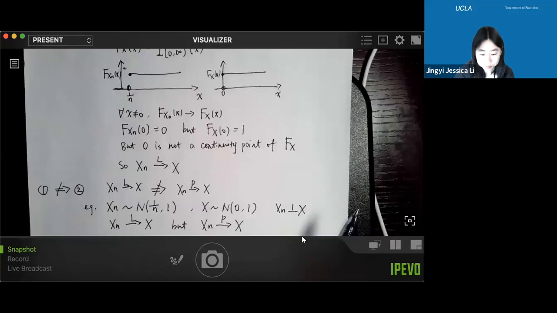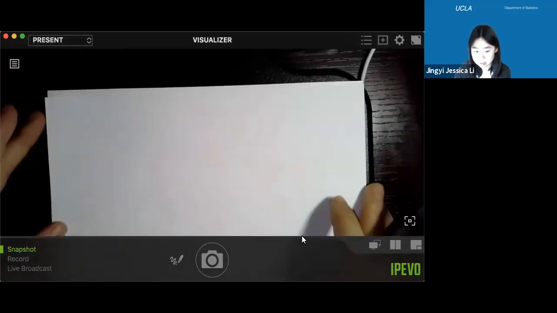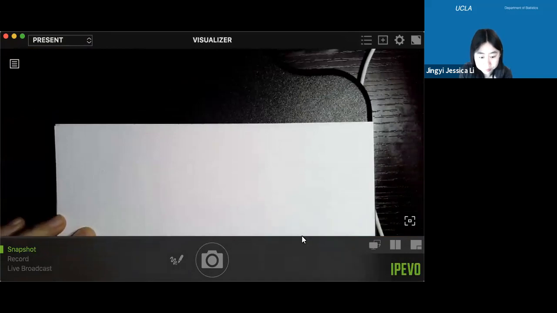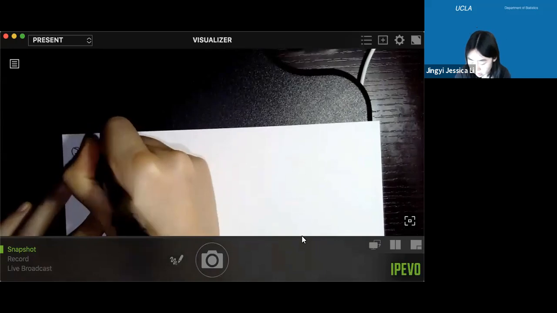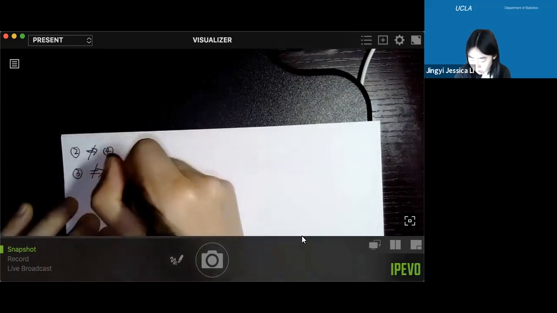Another thing I want to say is very interesting, so pay attention to this example. Basically, we can have convergence in probability, and we can also have convergence in r-th mean, but neither of them would imply convergence almost surely. So here I'm saying that the second mode doesn't imply the fourth mode, and the third mode also doesn't imply the fourth mode.